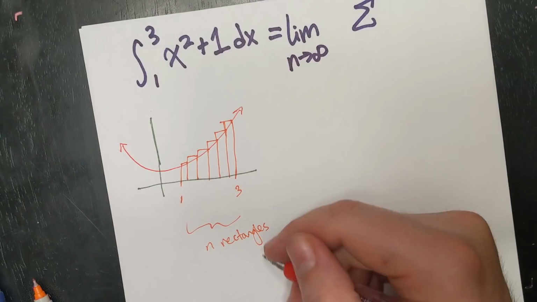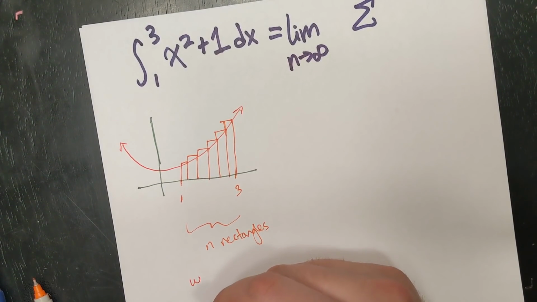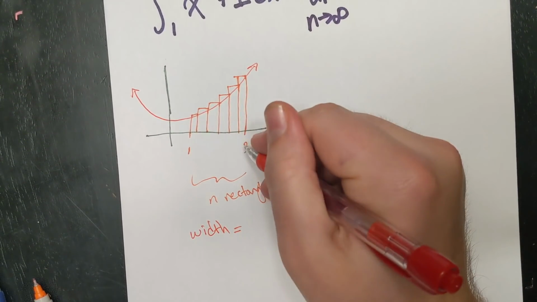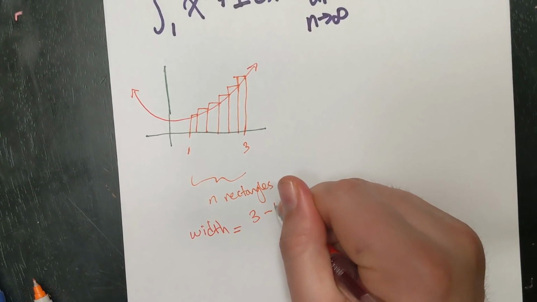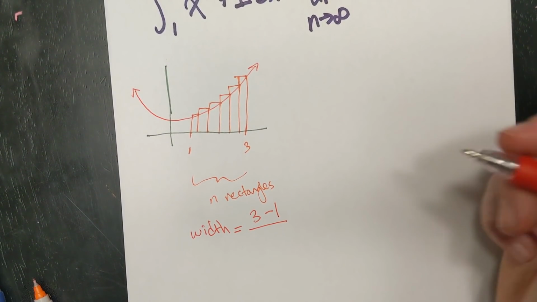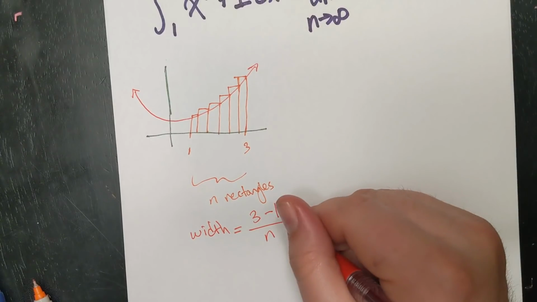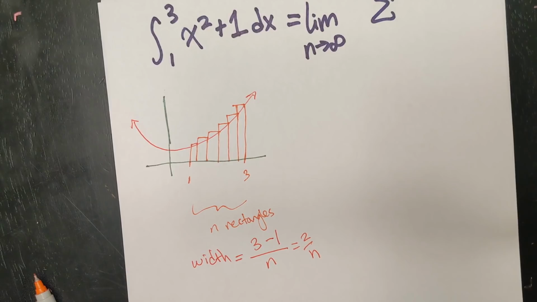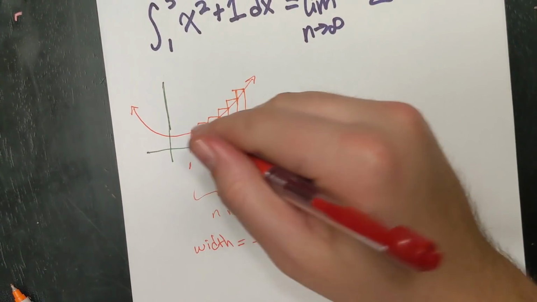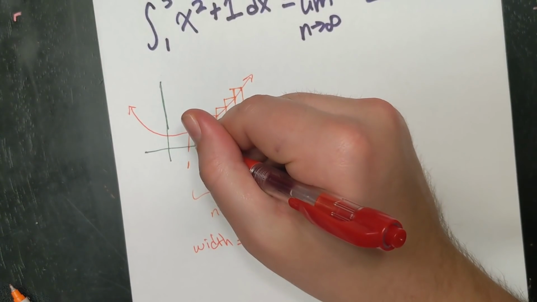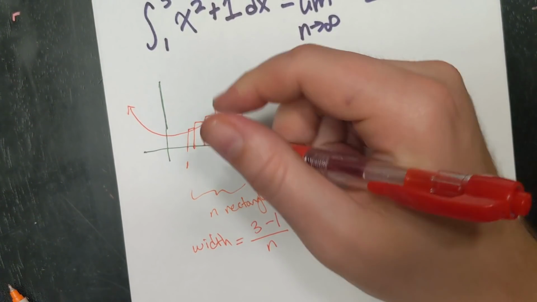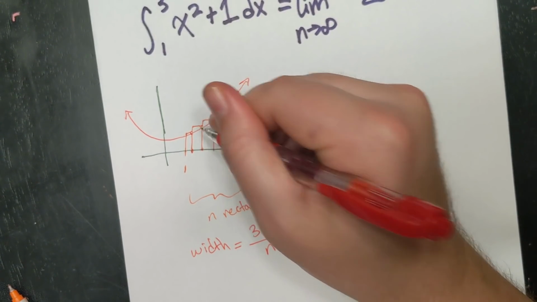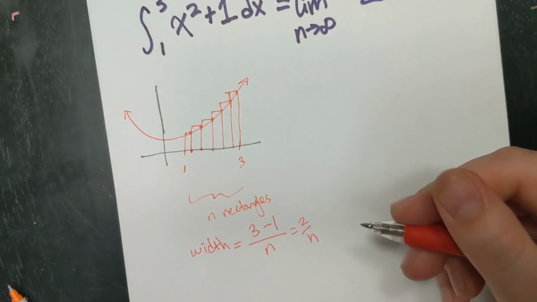Well, if you have n rectangles, then we can first think about what the width of each rectangle is going to be. So our width of each rectangle is the total width, 3 minus 1, divided by n. So each width is 2 over n. So that gives us the width of each rectangle is 2 over n. And then how about the height of the rectangles? Well, notice the height's determined by this right endpoint. The right endpoint tells you f of that is the height. Here you plug it into f, you get the height. Here you plug into f, you get the height.